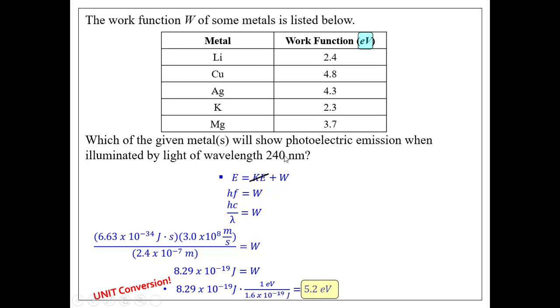So therefore, the final statement is all of these metals will have electrons emitted because they require less than what you have coming in. Again, the 5.2 eV is what we just found. So a wavelength of 240 nanometers will generate 5.2 eV, which exceeds what you need. So therefore, all of these metals that are listed in the chart will emit photoelectrons.